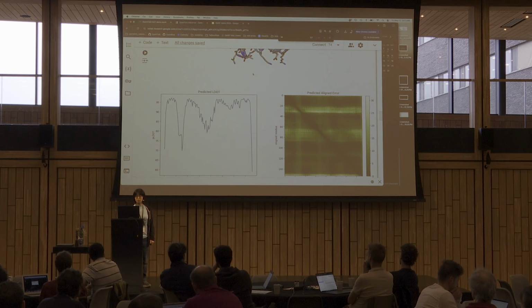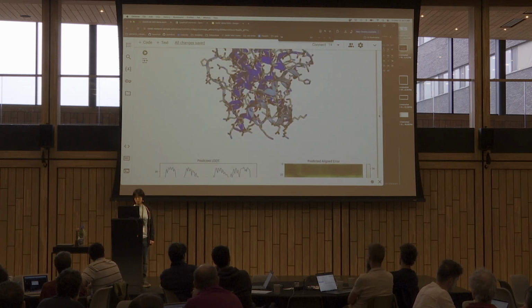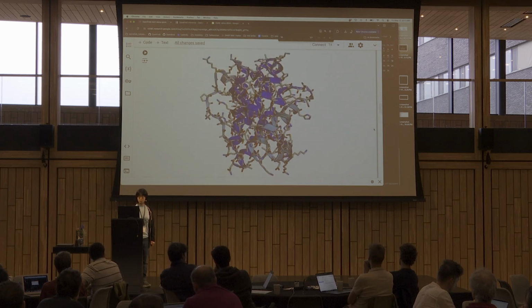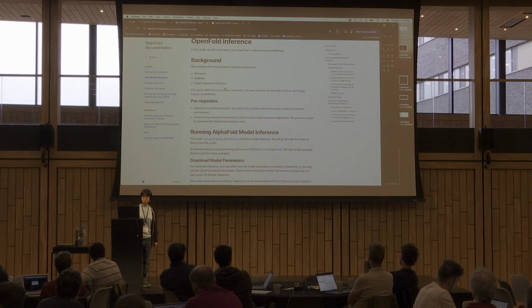I'll note that this demo is good for visualization purposes, for quickly visualizing this predicted structure and seeing the performance. All the prediction outputs are actually downloaded upon the notebook finishing. So when all the cells have run, the predictions are downloaded. If you want to run a lot of predictions, I actually recommend using the Python script to run it instead.